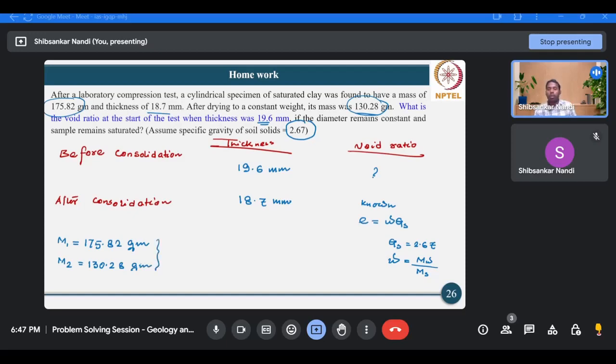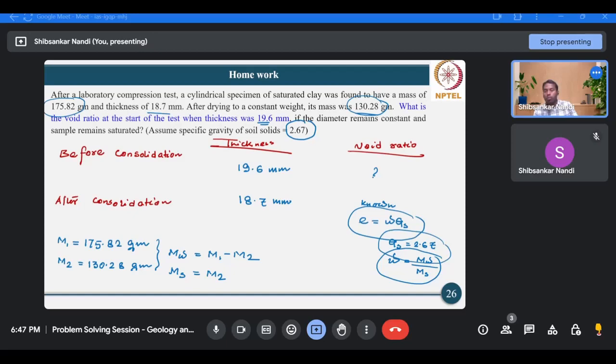Now the difference between these two masses, that is, subtracting M2 from M1, represents the mass of water. Mass of water is M1 minus M2, and your mass of solids is M2. So you can easily calculate the e value from this equation, w times Gs. You can calculate w from the ratio Mw by Ms, and Gs is given. So this void ratio value is known.